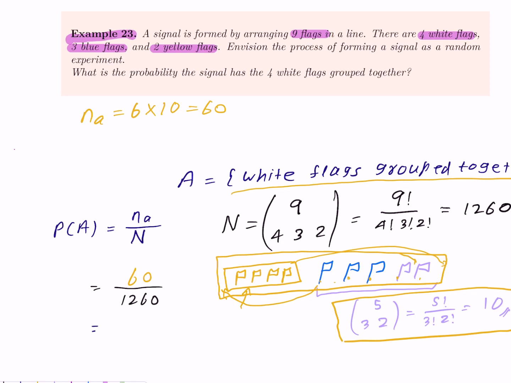Therefore, you can simplify 60 over 1260. You can cancel the zeros, then 6 times 1, 6 times 21, so it is 1 over 21. Check my answers, but that is the probability I got here.